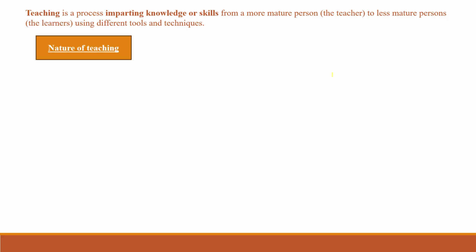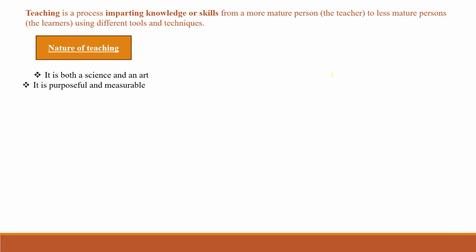Next, nature of teaching. Teaching is both a science and an art. Teaching is a science because it's a systematic and logically planned activity. It involves scientific strategies, practices, and techniques to enhance learning. Teaching is also an art because its effectiveness depends on the teacher's creativity and ability. What works for one learner may not work for the other. So, teachers must continuously adapt their strategies to suit individuals' needs and levels.